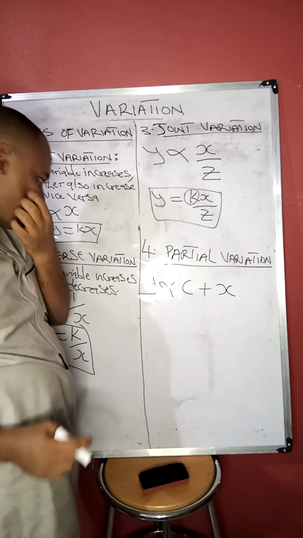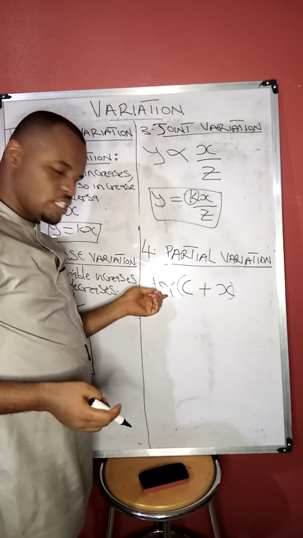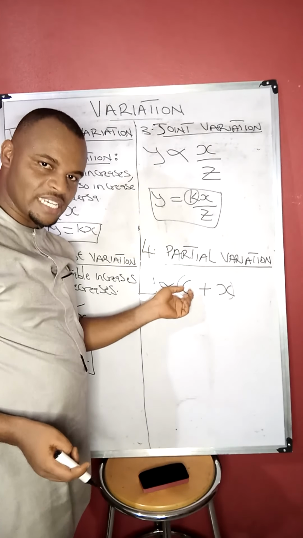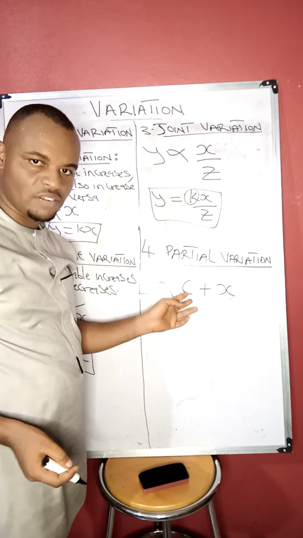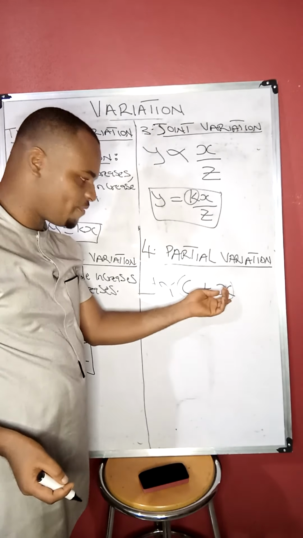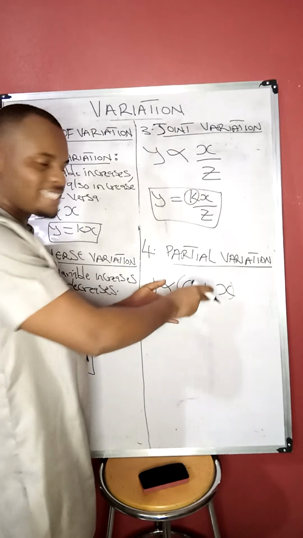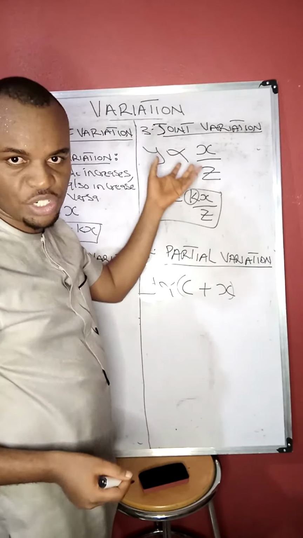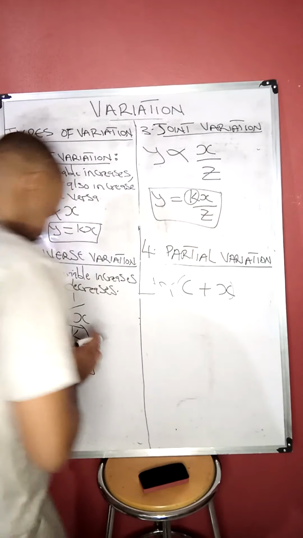Now, this is a partial variation where I'm having y to be proportional. Partial is c, is a variable, but because of this addition, it shows me there is a partial variation. I add another variable x. Do you get that? We'll come into this in details later on, but for now, we'll look at examples involving these three types of variation.